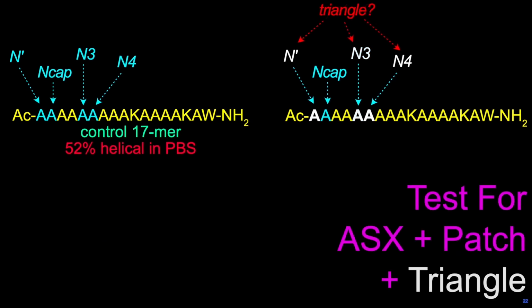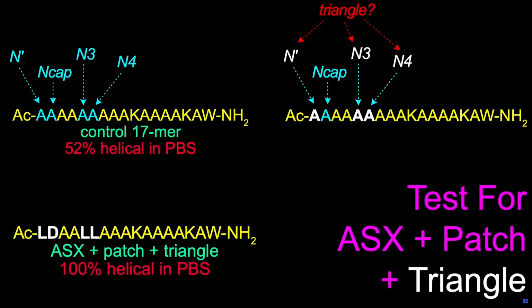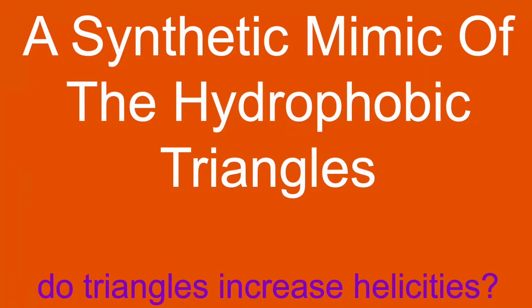And then, if we incorporate an N3 hydrophobic residue to give us a triangle, in PBS, this peptide is 100% helical. So hydrophobic triangles definitely have an effect on the helical conformation. How can we use this knowledge to form a synthetic mimic?